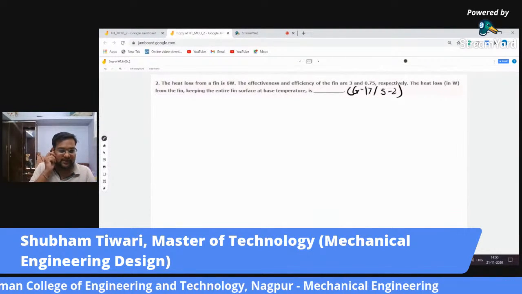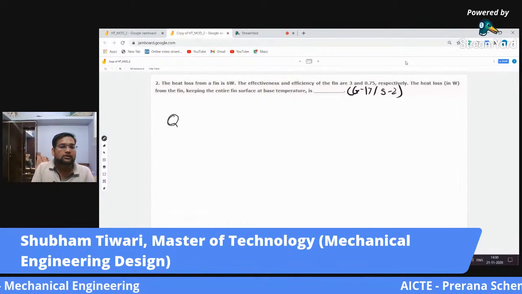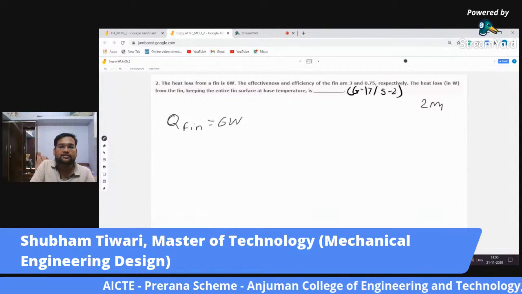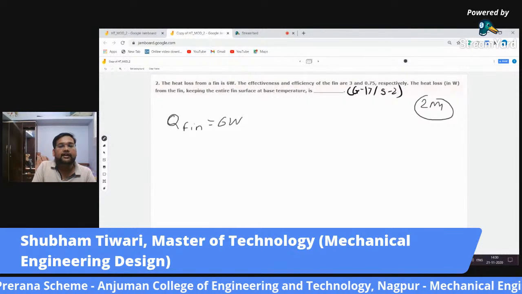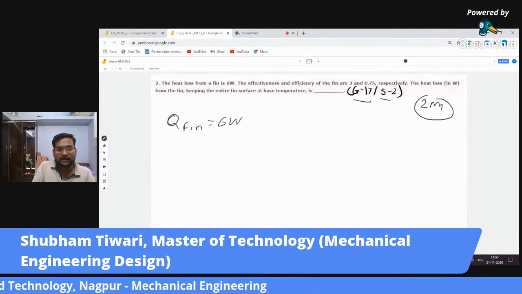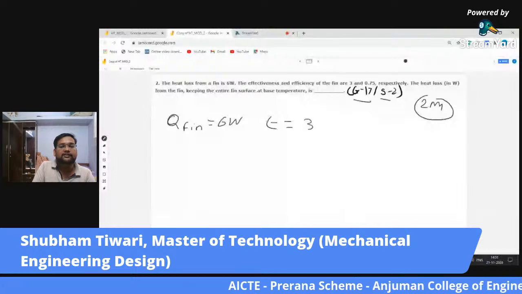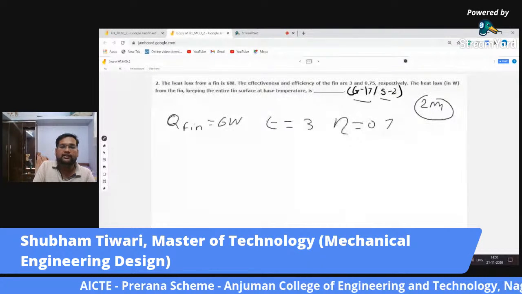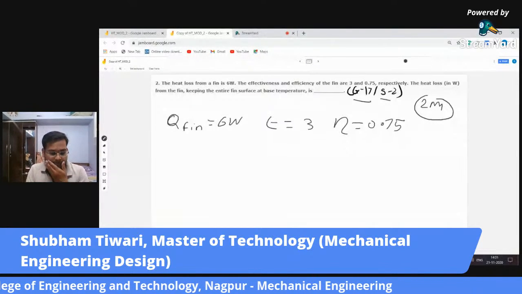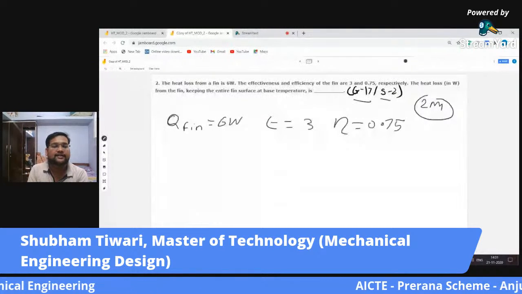Okay, so the second question we have here is on fins. The heat loss from the fin, Q fin, is 6 watt. This was asked for, I think, 2 marks, in GATE 17, second session. So Q fin is 6 watt. The effectiveness and efficiency of the fin are: effectiveness is 3, so the fin is effective, and the efficiency is 0.75. The efficiency is always less than 1, or less than 100 when we talk in percentage. When talking in decimal or fraction, it is less than 1.